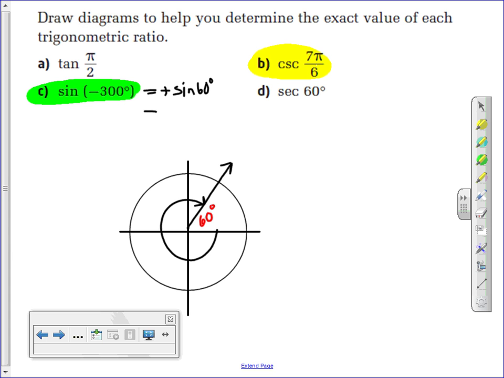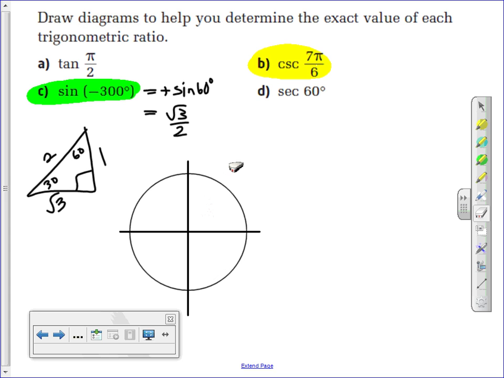And the sine of 60, if you looked at your special triangles, we know the relationship between 30, 60, and 90. We find that the sine of 60 is opposite over hypotenuse, √3 over 2. That would be the exact value of the sine of that angle at that point.